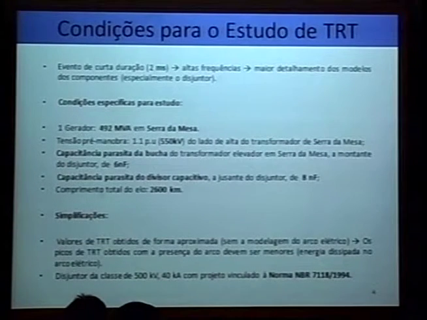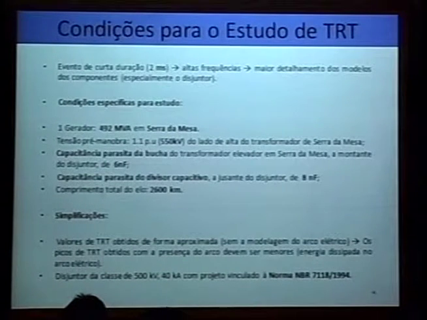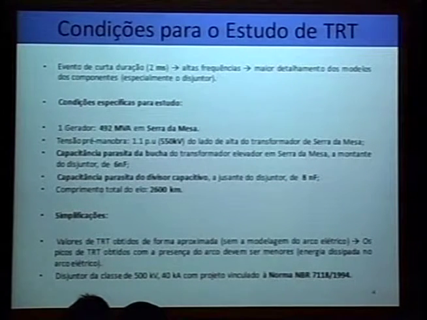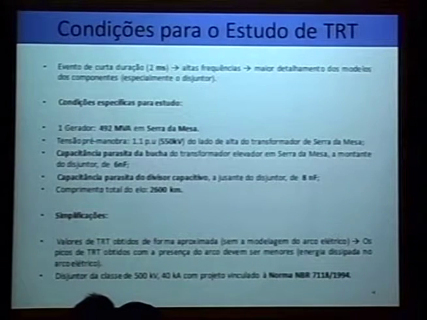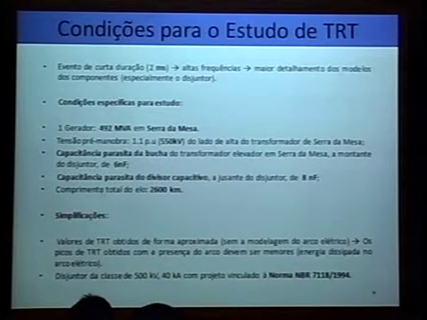It was done with a single generator due to an operational problem in Serra da Mesa, so the generator has 492 MVA. The pre-maneuver voltage was 1.1 pu, which would be the maximum operating voltage for the circuit breaker. On the side of the Serra da Mesa transformers, we could get the parasitic capacitance and also the parasitic capacitance on the circuit breaker.